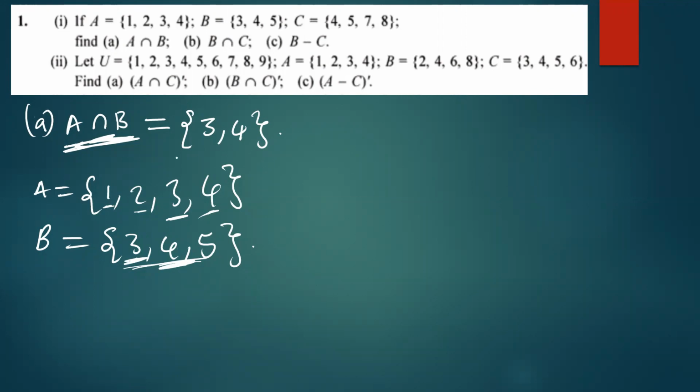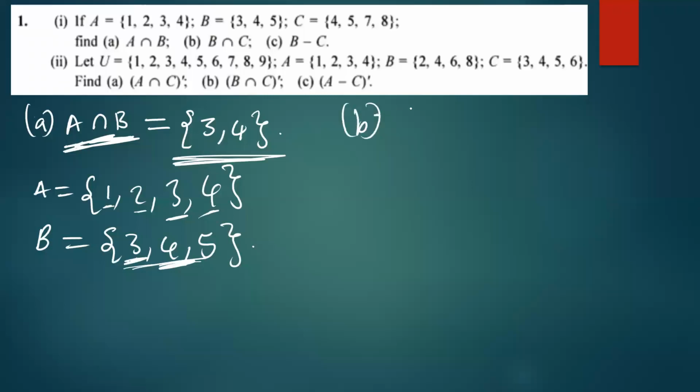And hence, this is the intersection. So if they ask you to find the intersection of 2 sets, they are simply asking you to find the common elements that are in those 2 sets. Let's quickly move on to B.